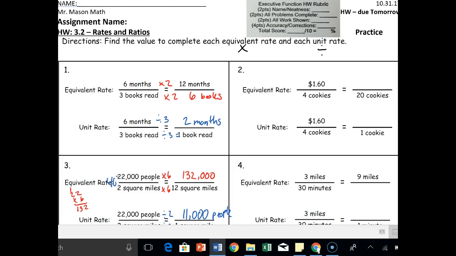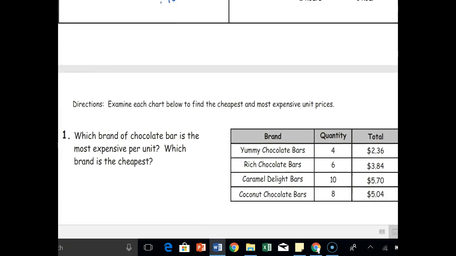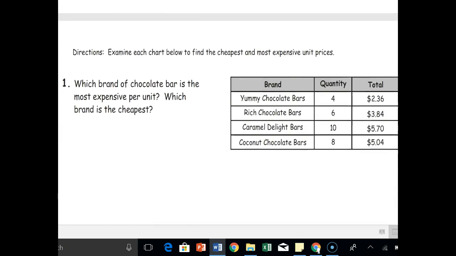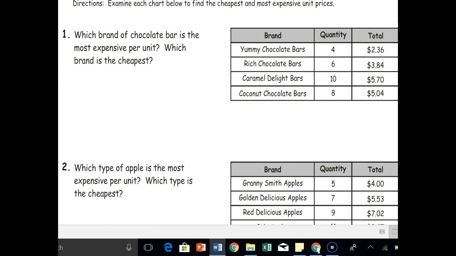So 40 goes into 500. Right? So I get 12.5 when I do that. Okay. So backside. On the backside, we did this problem in class together. Basically what you're going to do is lay out the cost of Yummy, the cost of Rich, the cost of Caramel Delight, and the cost of coconut chocolate bars, and find out the unit cost.